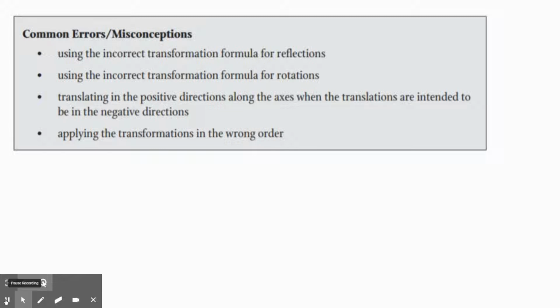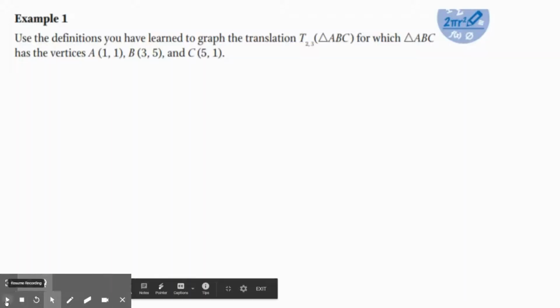Again, here are the common errors and misconceptions. You don't want to use the incorrect transformation formula for the reflections. A lot of times people memorize the formulas and that gets them in trouble. So it's always best to use a formula sheet. You don't want to use incorrect transformations for a rotation. Some people get the direction wrong, clockwise and counterclockwise. Also, sometimes people get in trouble with translating objects and then doing the transformations in the wrong order. Remember, you want to work from the inside out if you are doing multiple transformations.